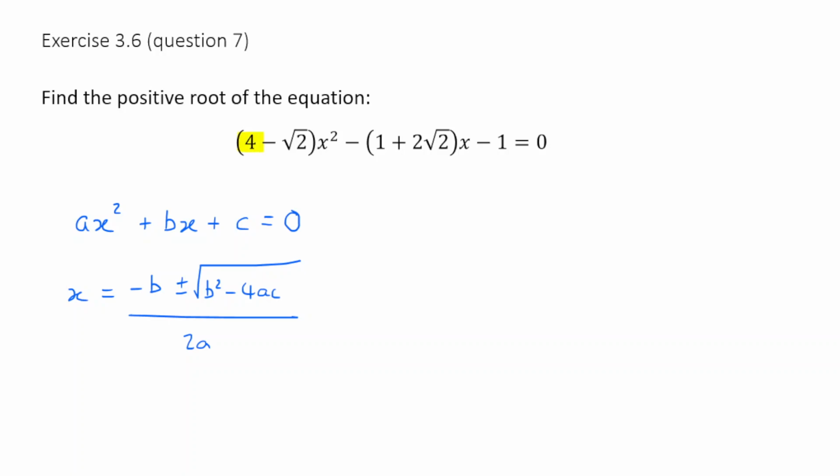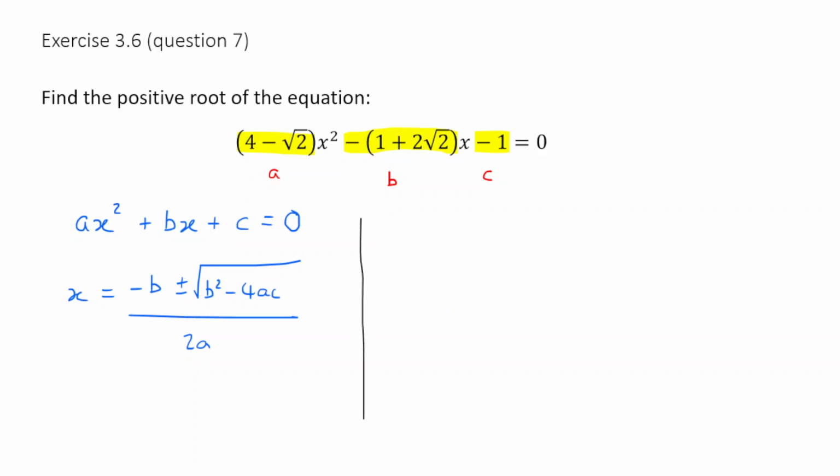Well, this thing here is a, 4 minus root 2. This whole thing here is b, so minus 1 plus 2 root 2. We've got to remember the minus sign there. That's very important. And this thing here, the negative 1, is c. Okay? So we've now got our a, b, and c terms.